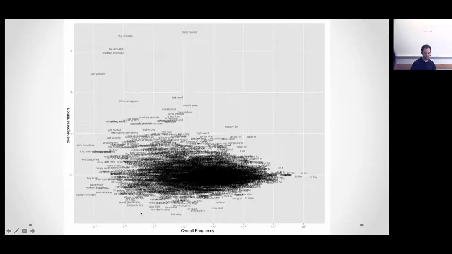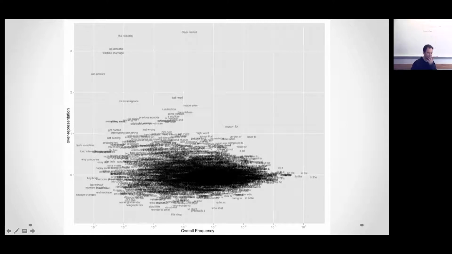first of all, plotting the overall frequency. It's on a log scale. So 10 to the minus 1 means every 10th bigram is this. I think that can't be quite right because 10 to the 0 would be every bigram is this. Anyway, something like that though, right? So the more common words go to the right.